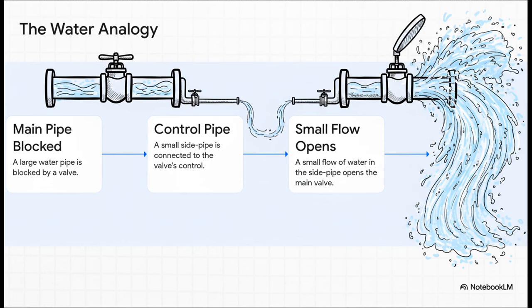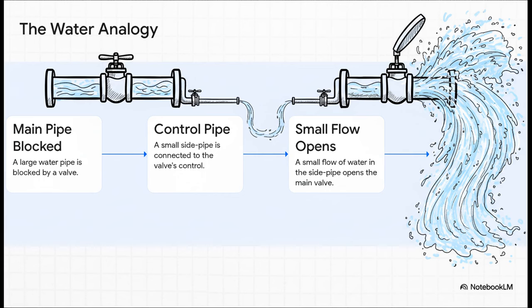So you've got this massive pipe with a huge amount of water ready to flow, but it's completely blocked by a valve. That's our transistor in the off state. Now, imagine we connect a tiny little side pipe to the valve's control handle. If we send just a small trickle of water through this little pipe, it's just enough to start turning the handle and opening the main valve.